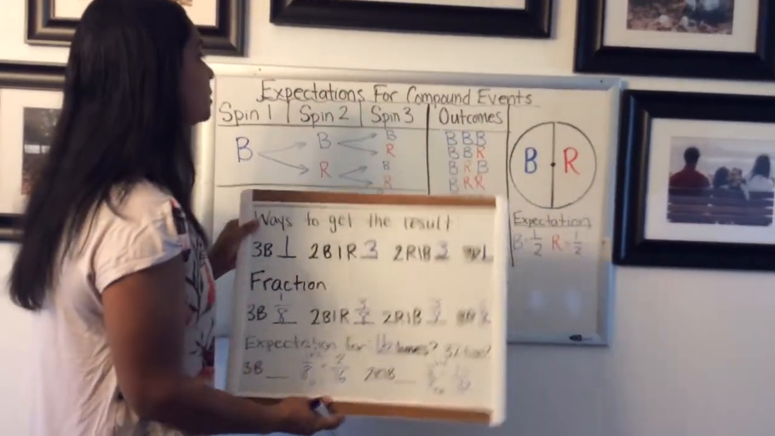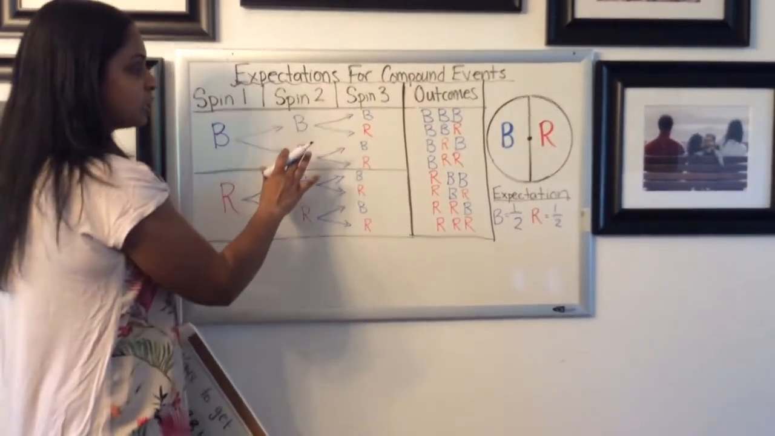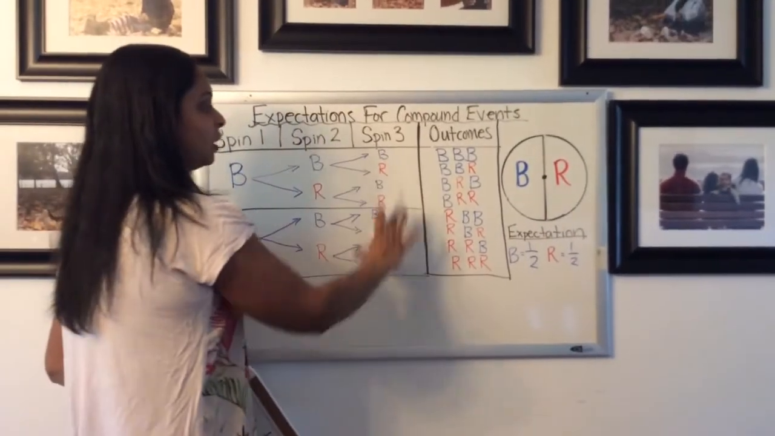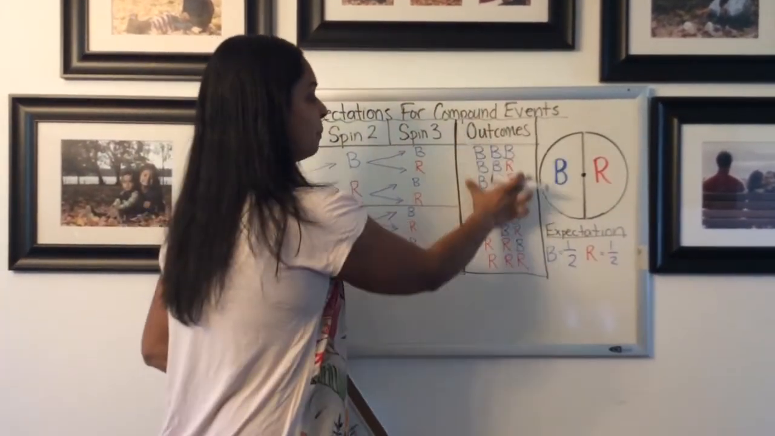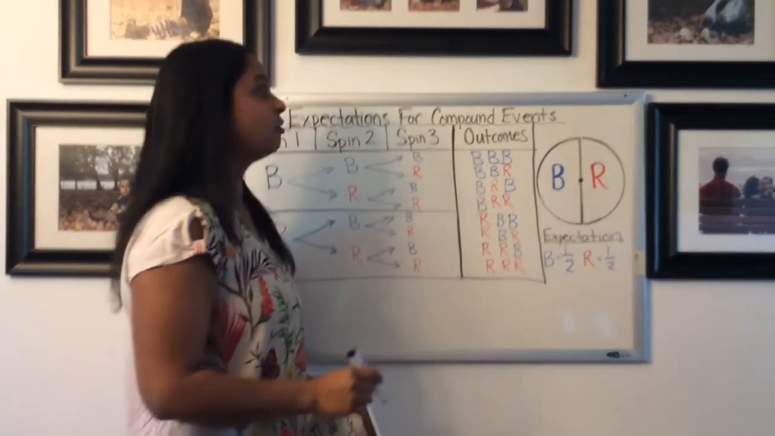All right, so using a bit of what you know to find expectations, and then reading and creating these diagrams so that you can come up with all the different outcomes today for compound events.